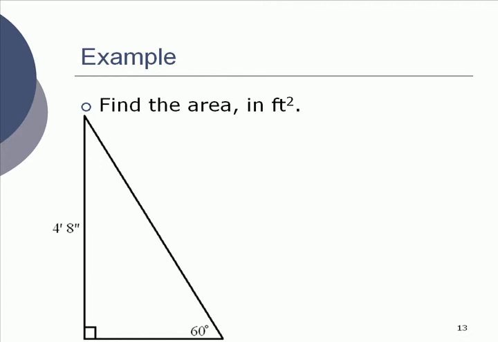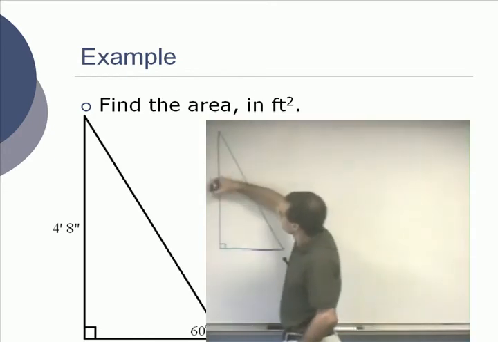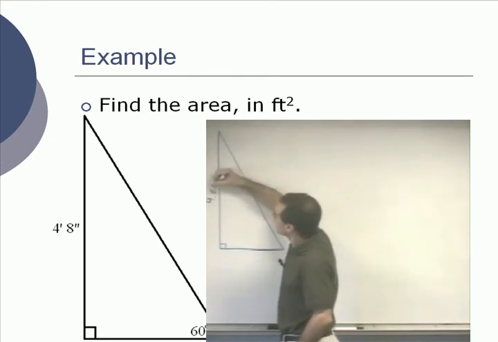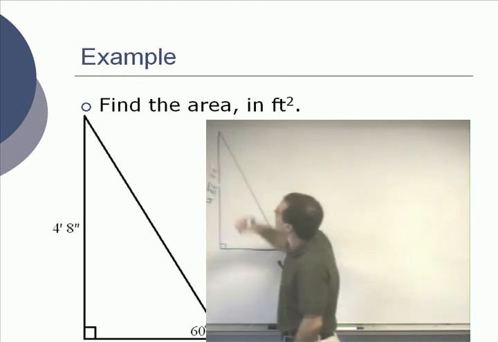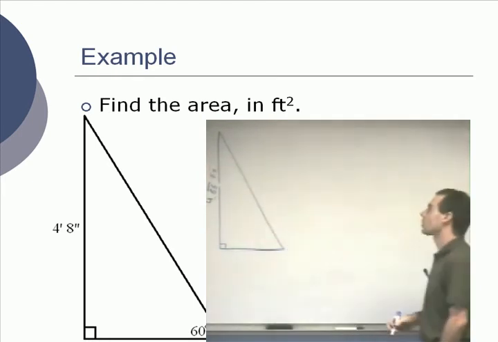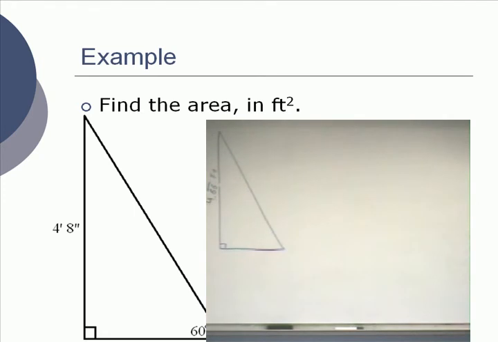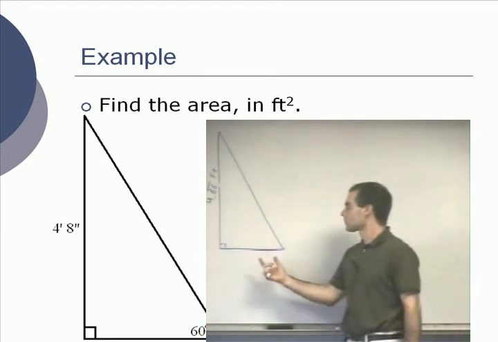As long as we want the area in square feet, let's put all of our dimensions purely in feet. 4 feet 8 inches is 4 and 8/12, so that's 4.66666, or 4.667 feet.